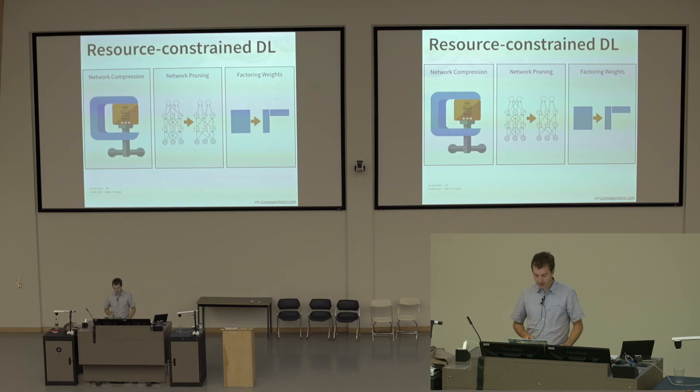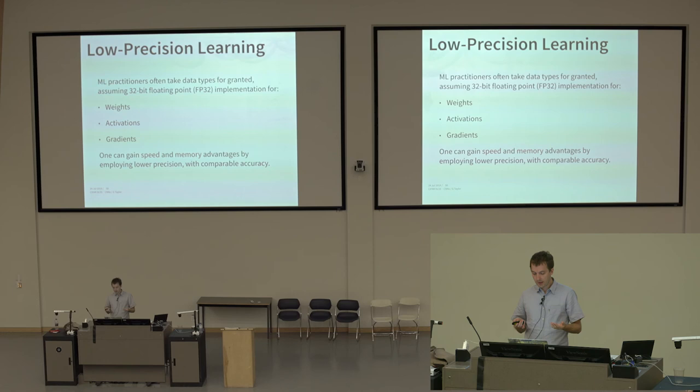Low precision learning is another way that's been particularly effective. We've done some work in this in my lab as well. We often take 32-bit floating point for granted when we're using TensorFlow and PyTorch, but you can actually implement weights and activations and gradients as low precision data types. And some of the new GPU hardware has efficient implementations for low precision floating points like FP8, which is very fast on the new cards, and a lot of people don't often take advantage of it.